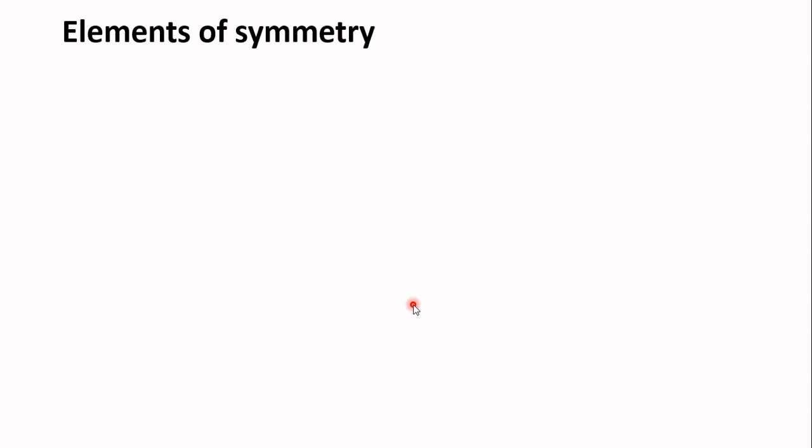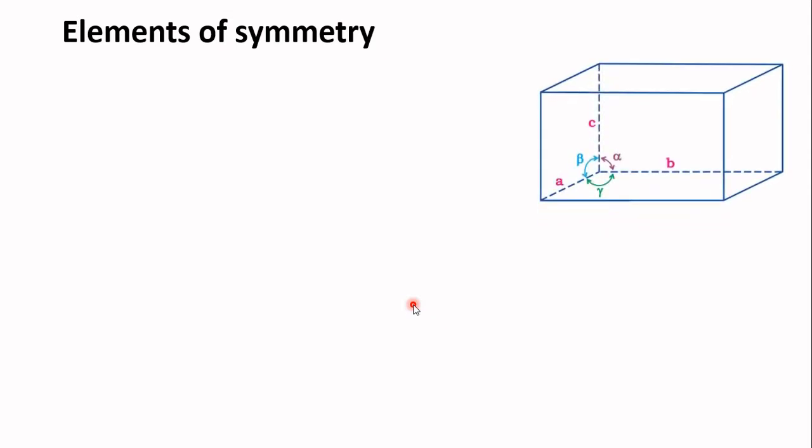To understand the concepts of elements of symmetry, it is needed to recall a few things which we have studied in our previous classes. Have a look at this. It is a unit cell, which is characterized by 6 parameters: a, b and c, which are the edge lengths of a unit cell, and alpha, beta, gamma, which are the angles between the edges.